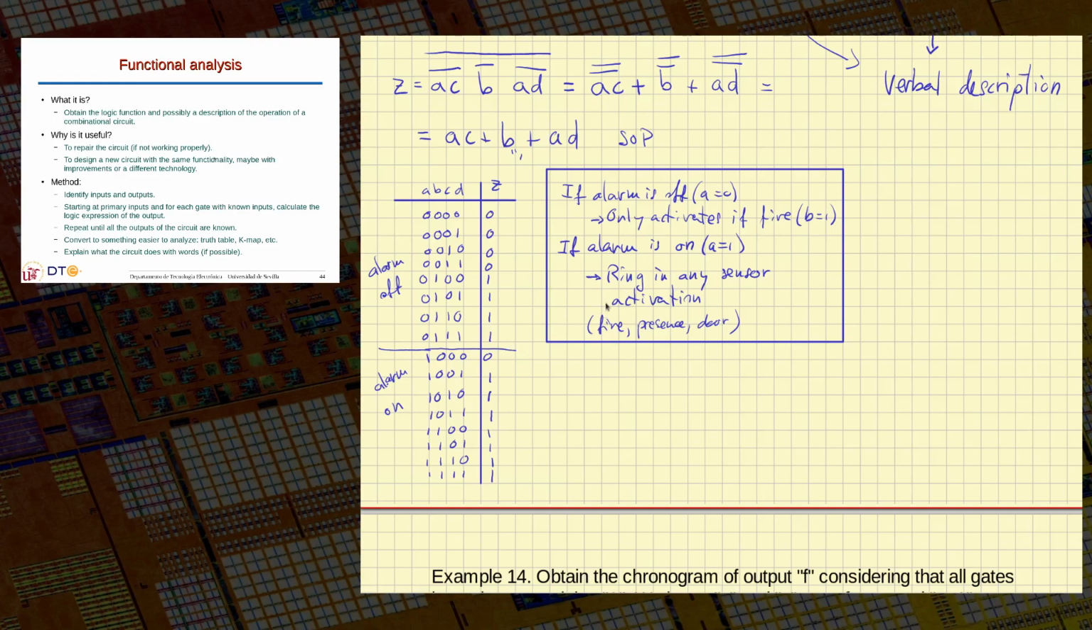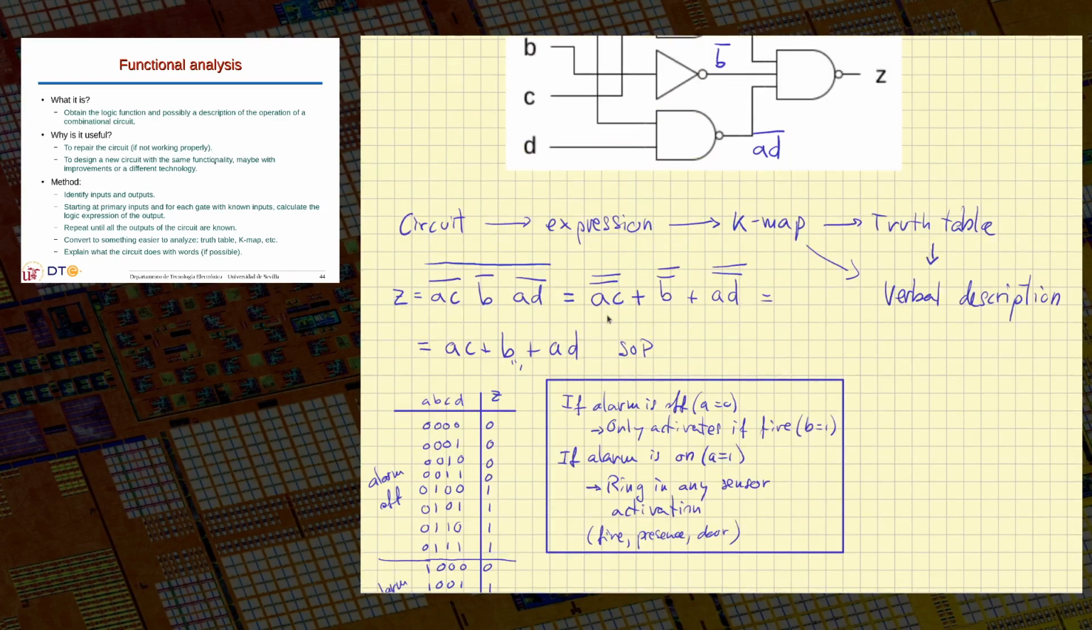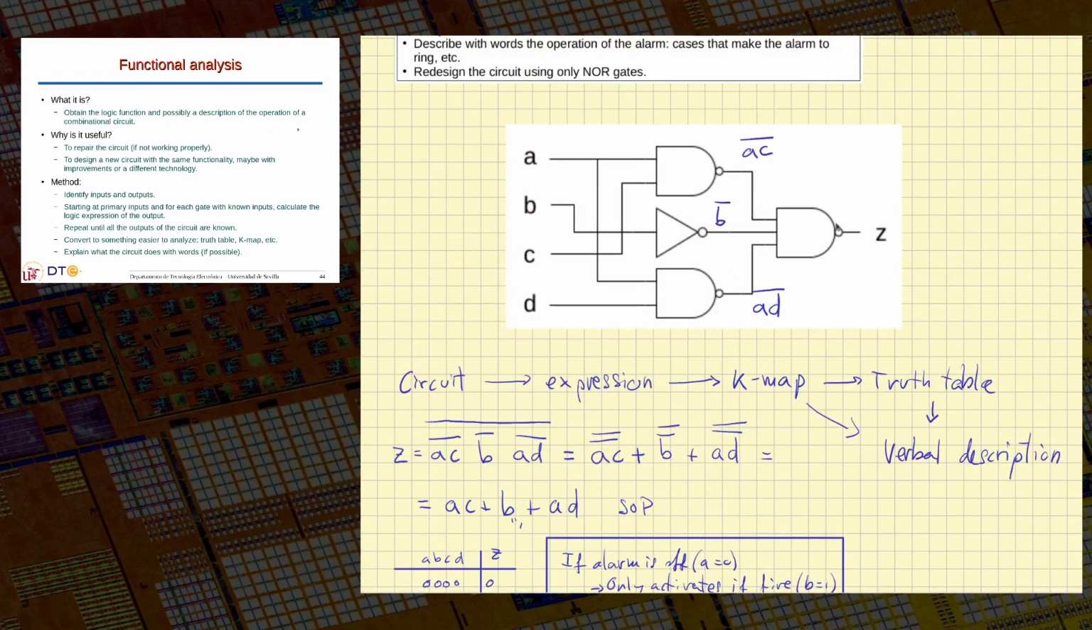Okay, but now the problem is that our circuit is broken. Maybe some of these gates have broken and don't work anymore, or it may be that I happen to have some chips with NOR gates, or some access to technology with NOR gates. We want to build a circuit that does the job, but we want to do it only with NOR gates.